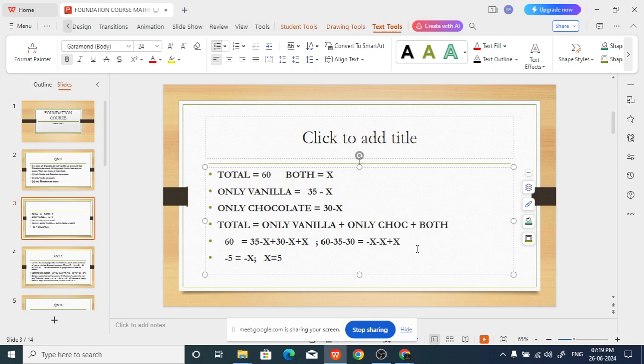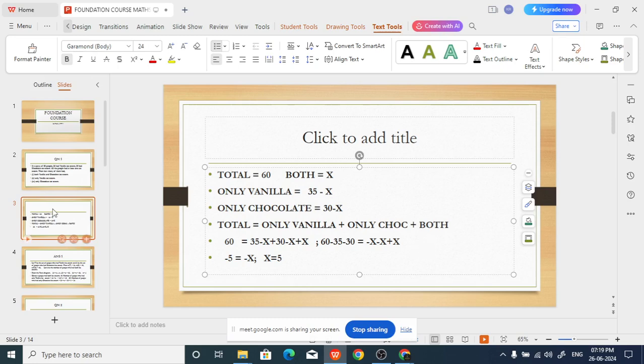The formula is total equals only vanilla plus only chocolate plus both. Suppose they have said some Y people did not have anything, neither vanilla nor chocolate, they did not have any of these ice creams. Then you add neither. That neither is not there in this question, so let us not confuse it now. The formula you should have is only vanilla plus only chocolate plus both is equal to total.